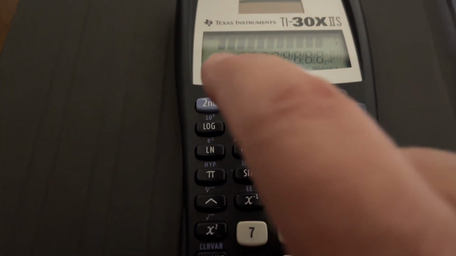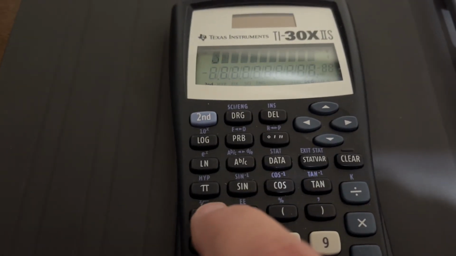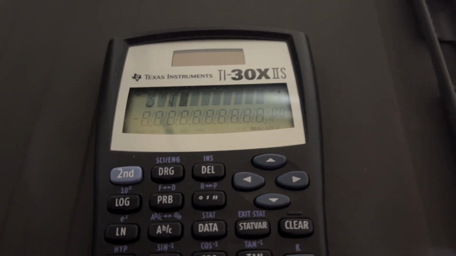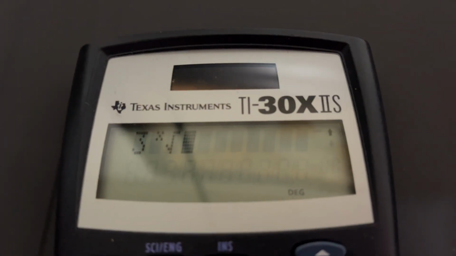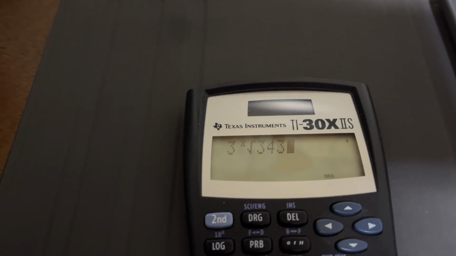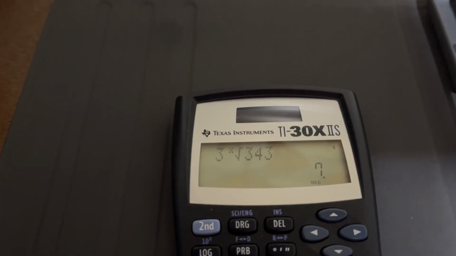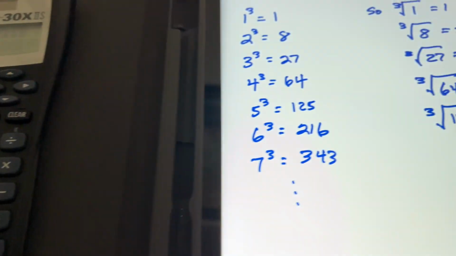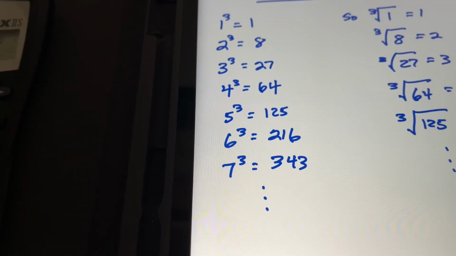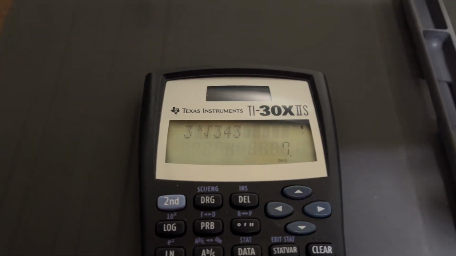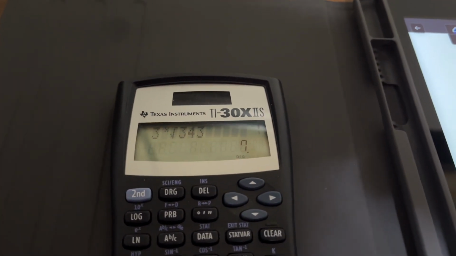Since it's a second function, I have to hit second, and then that, so it looks like that. So 3 and then X root. I don't know if you can see that. Can you see that? So 3 and then X root, that's saying that's a cube root, and I want to do the cube root of 343. So I type that in. When I hit enter, it tells me that that is 7. So that's the cube root of 343. And notice over here, since 7 cubed is 343, we would expect the cube root of 343 to be 7. All right, so that's a little lesson on cube roots.